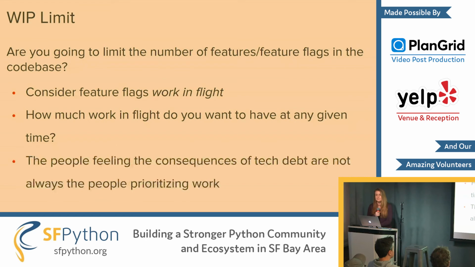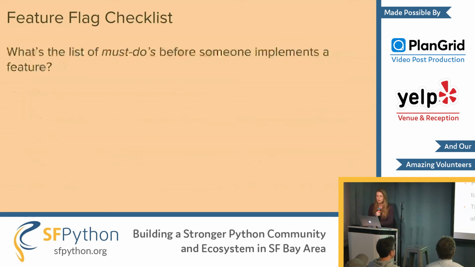Another way to think about this is that the people feeling the consequences of tech debt are not always the people prioritizing the work. So if you have something like a limit on the number of feature flags you're putting in your code base, that'll encourage the people who are prioritizing the work to prioritize removing feature flags before we move on.